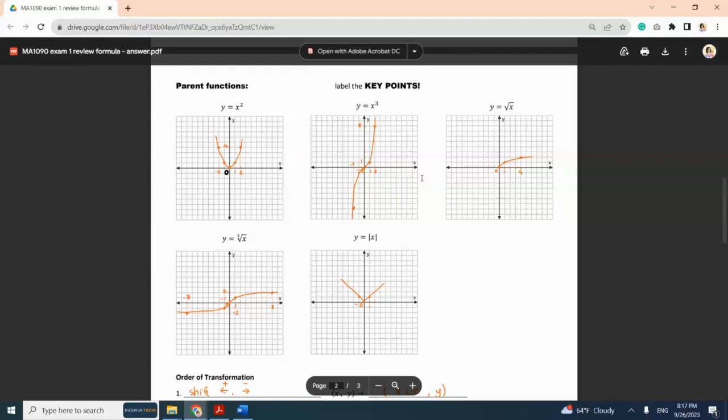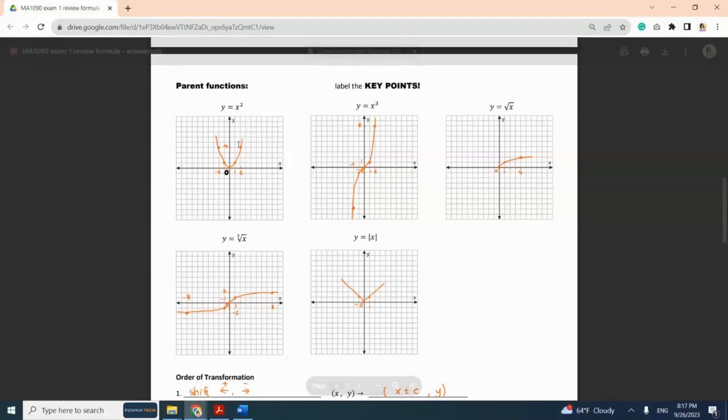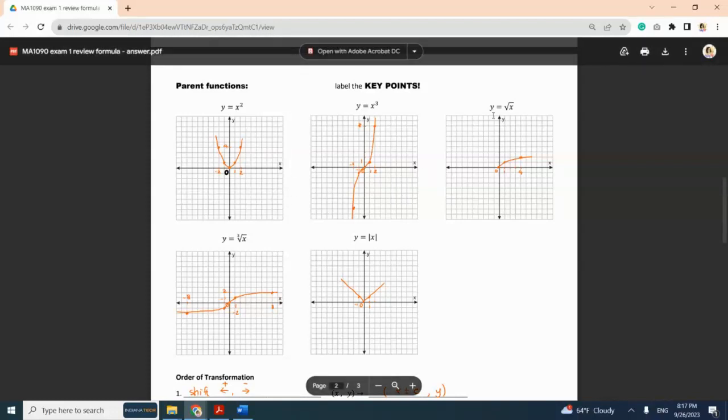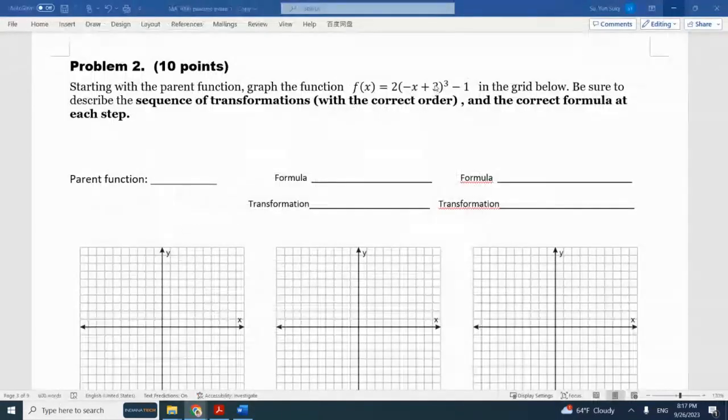So we have 5 parent functions. Make sure you remember them, okay? So in the practice exam, I asked you x cubed. But in the actual exam, it could be x squared, x cubed, square root, cube root, or absolute value of x. So be prepared for all of them. Okay? So now because it's cubed, you start with the parent function x cubed.